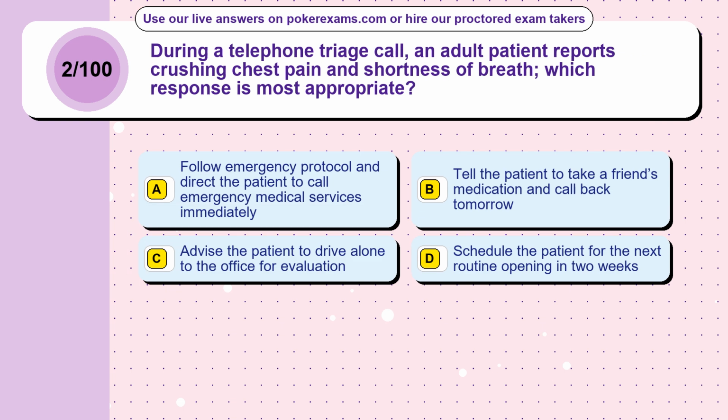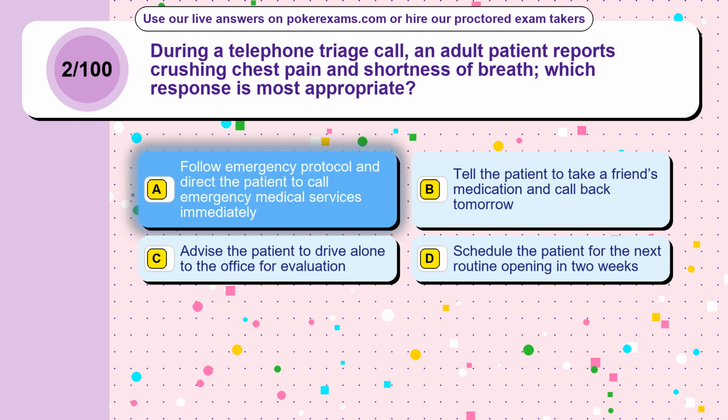Question 2. During a telephone triage call, an adult patient reports crushing chest pain and shortness of breath. Which response is most appropriate? Option A. Follow emergency protocol and direct the patient to call emergency medical services immediately. Option B. Tell the patient to take a friend's medication and call back tomorrow. Option C. Advise the patient to drive alone to the office for evaluation. Option D. Schedule the patient for the next routine opening in 2 weeks.